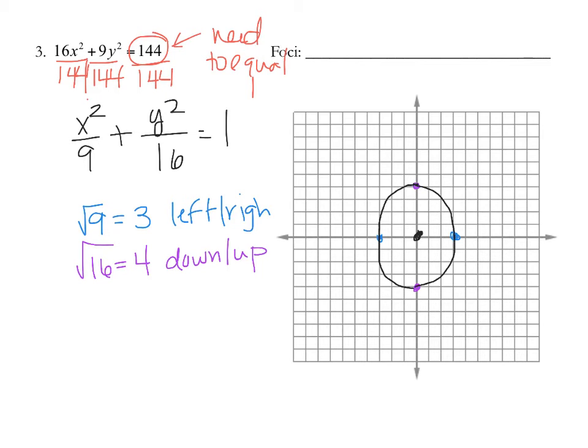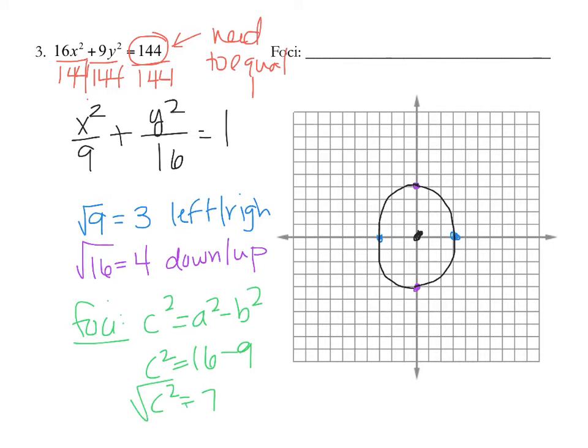Try and make it look curvy, not like a football shape so much, but curvy on the ends. And then to find the foci, the formula is c squared equals a squared minus b squared. And this time we get 16 and 9. We get c squared equals 7. And take the square root, so we know c is radical 7.